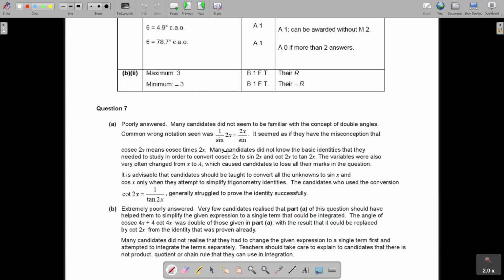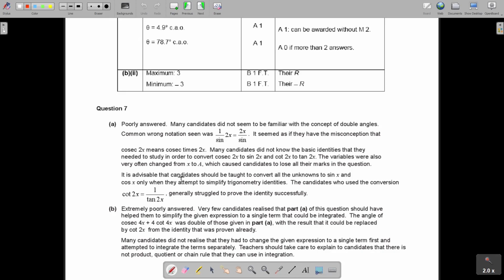No, it's a unit. Many candidates did not know the basic identities they needed to study in order to convert cosec 2x to sin 2x and cot 2x to tan 2x. The variables were also very often changed from x to a, like on the formula sheet. No, which causes candidates to lose all their marks in the question. So they are very strict. Make sure you keep with what the question is saying.